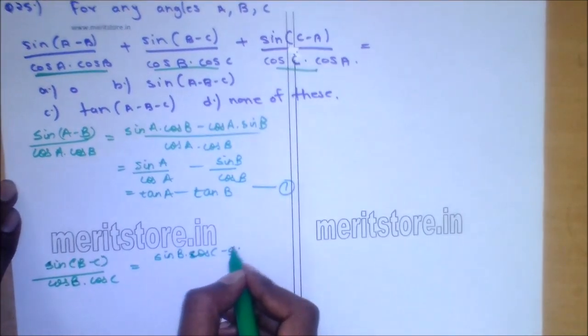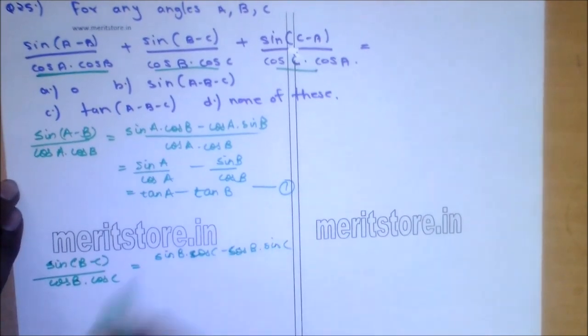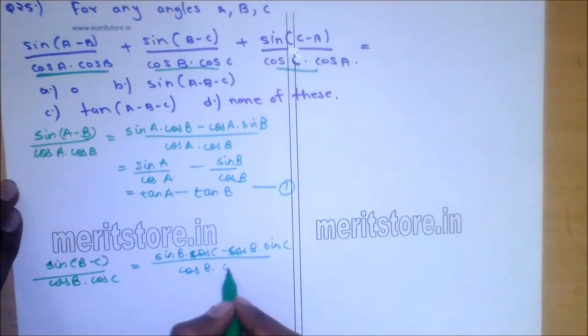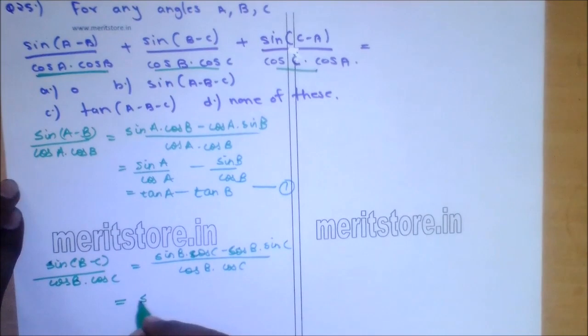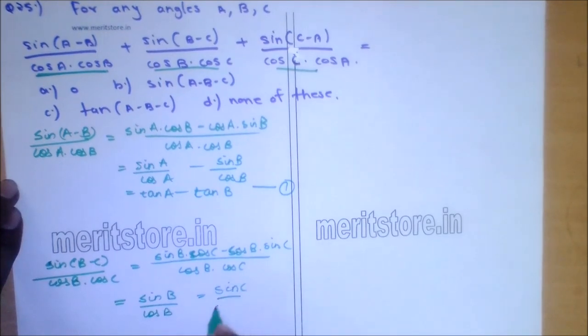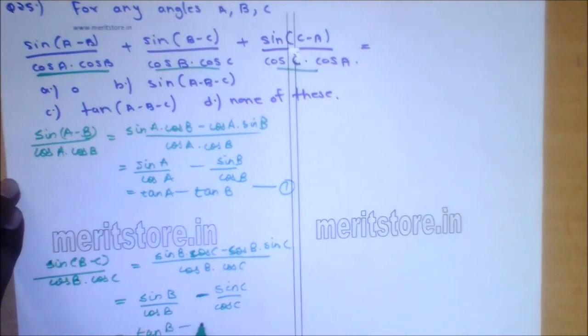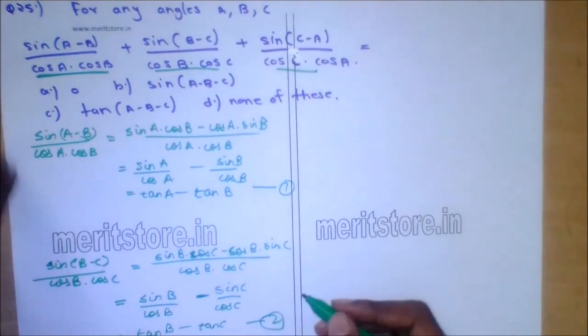Similarly sin(b minus c) upon cos b into cos c equals sin b cos c minus cos b sin c divided by cos b cos c. Now we split the term, we get sin b upon cos b minus sin c upon cos c, that is tan b minus tan c. Let this be 2.